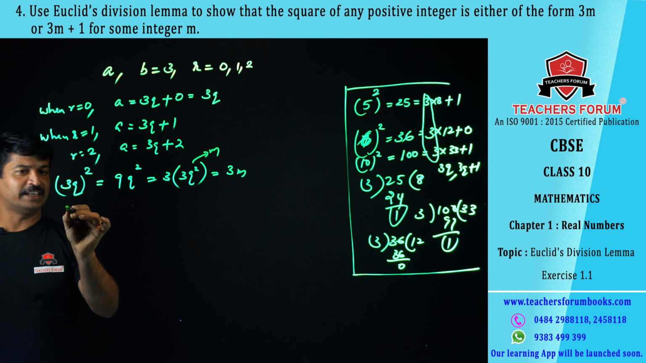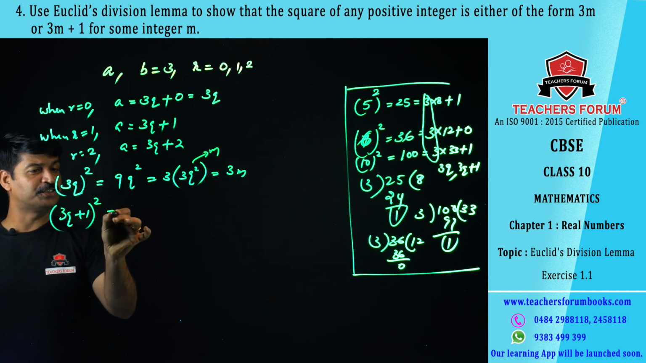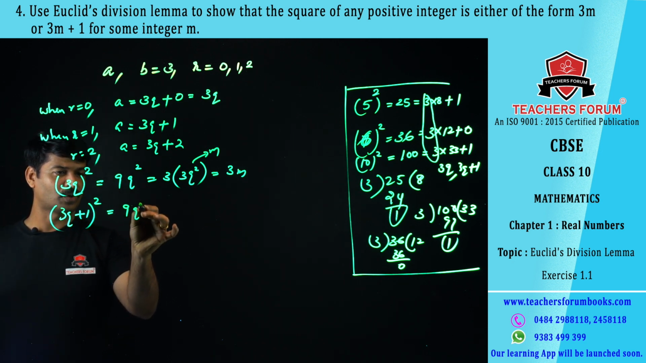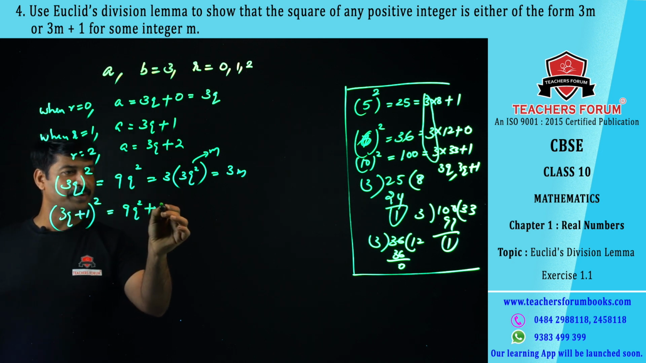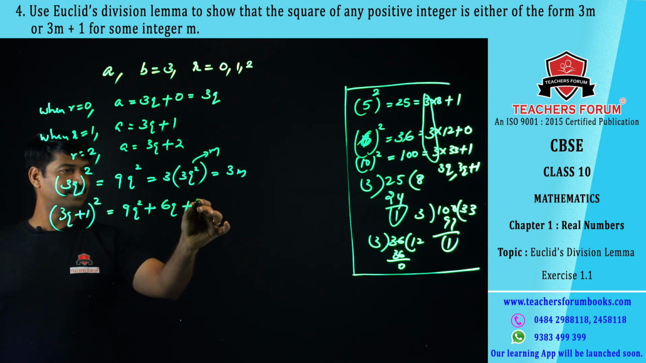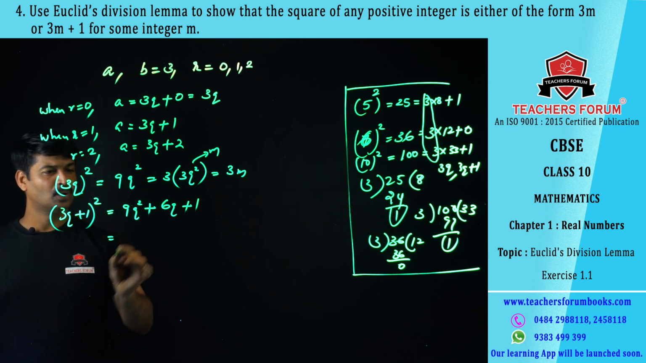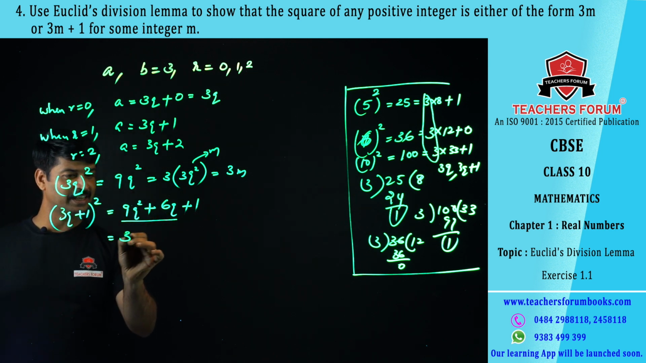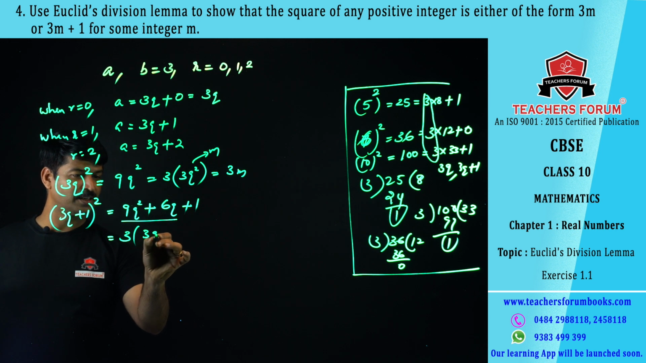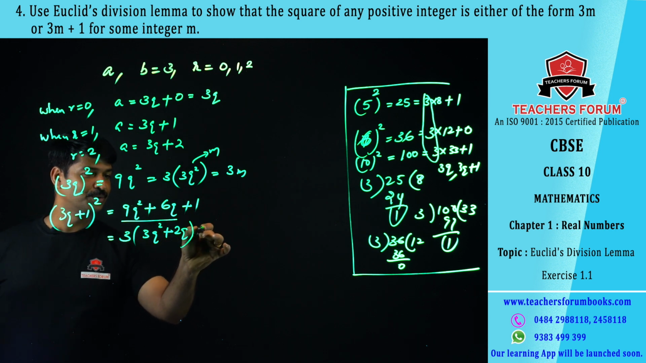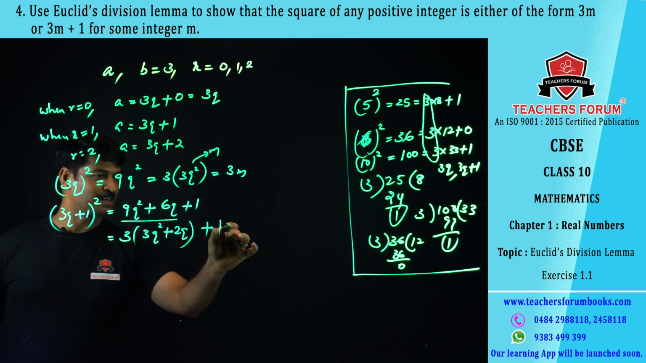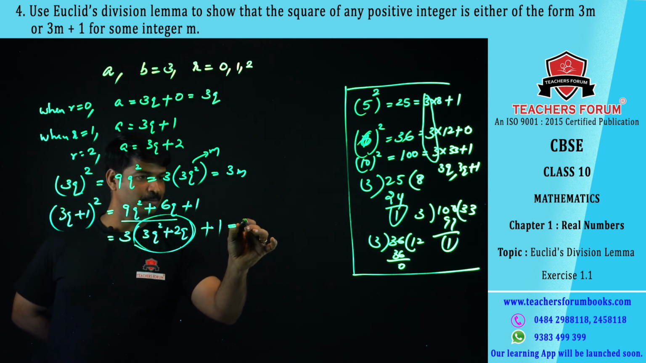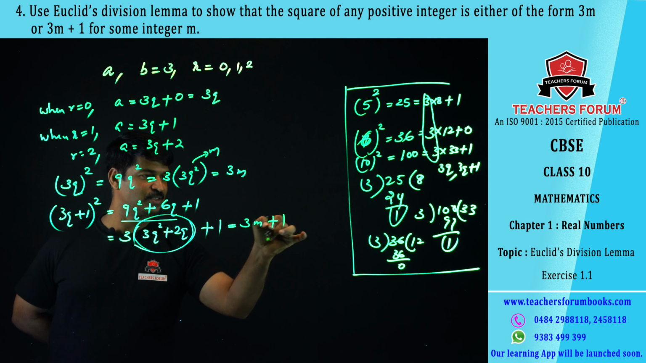Now, let us take the second integer, that is 3q plus 1. Let us find the square of this. It is of the form a plus b the whole square. What is a plus b the whole square? a square, 9q square, plus 2ab, 2 into a into b, that is 6q, plus b square, that is 1. What is common? You can take 3 outside, since the first 2 terms can be divided by 3. Then what you will be getting? 3 into 3q square plus 2q, and plus 1. Let us substitute this as m, some integer. Now it can be written as 3m plus 1.